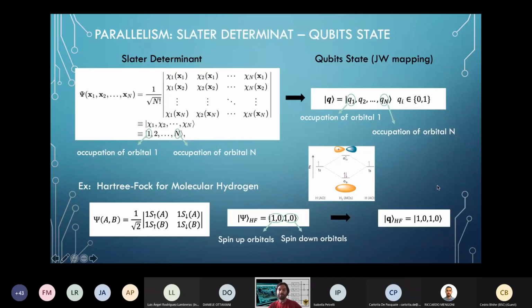So as we say, 1 and 0 are occupation numbers for electrons. So with our wave function written on the qubits, we can describe a superposition of determinants. That means we can describe a superposition of occupation of orbitals, which in principle can also describe the solution of our problem.